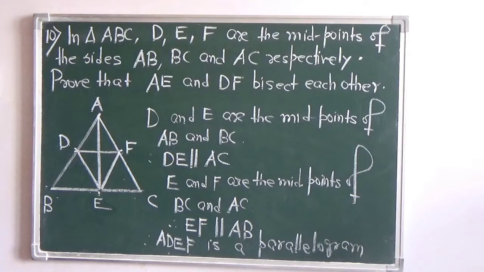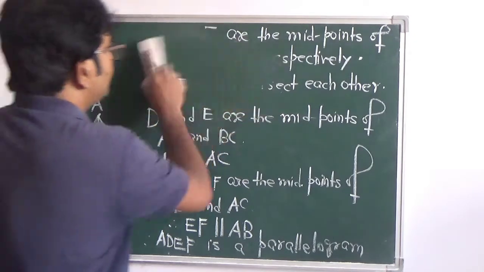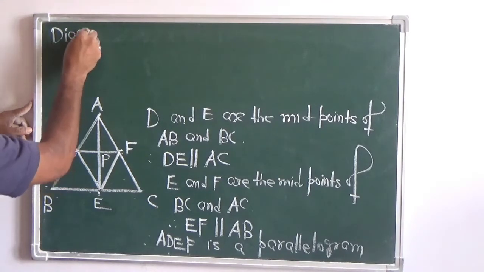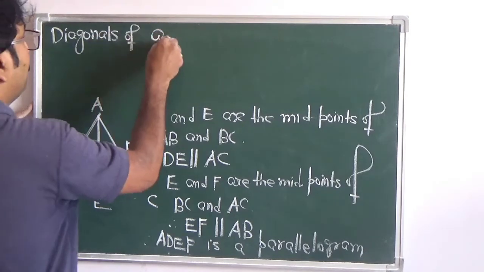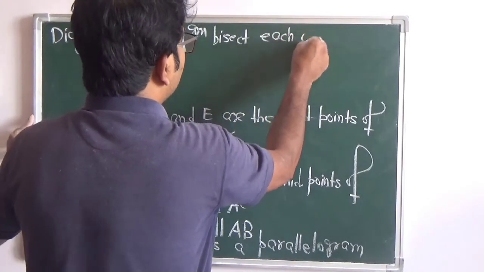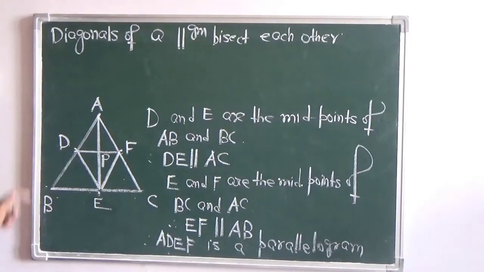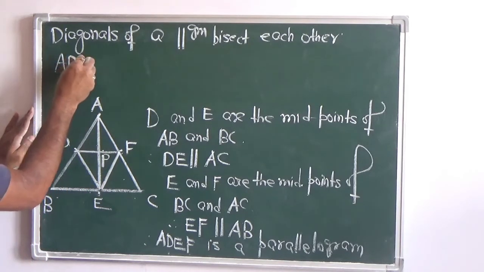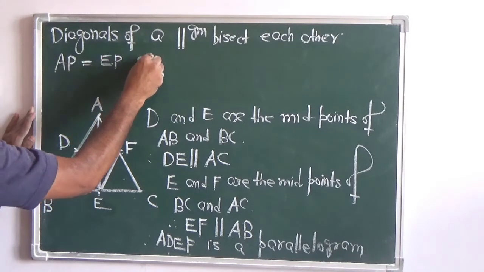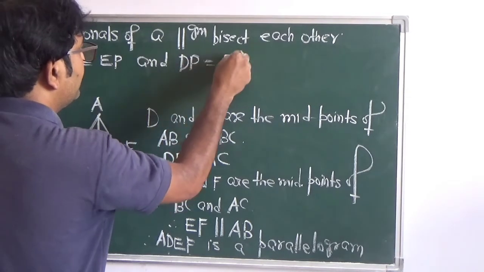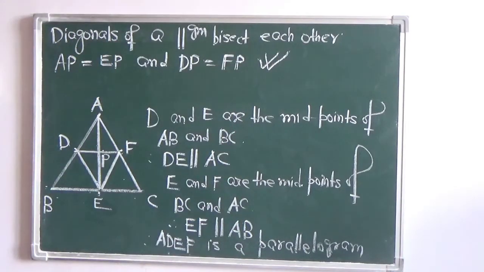So you can directly write, let the intersection point be P. The property of a parallelogram is that the diagonals of a parallelogram bisect each other. Hence, we can write that AP equals EP and DP equals FP, which proves the condition in the question.